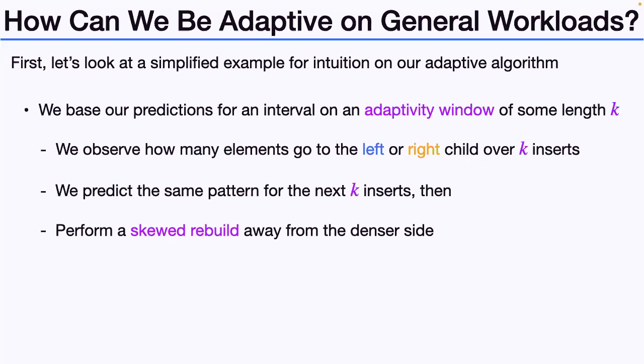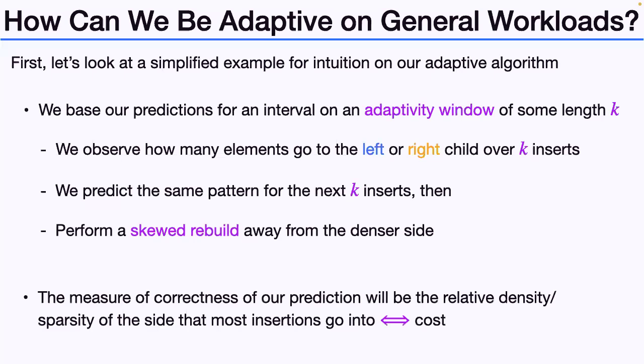And then my prediction is just that the same pattern is going to occur. So for the next k insertions, I assume the same thing is going to happen. And what do I do with that prediction? I use it to influence my next rebuild. So we perform a skewed rebuild away from the denser side, and we move more elements away from where insertions are going to come in order for insertions to go into the sparser neighborhood.